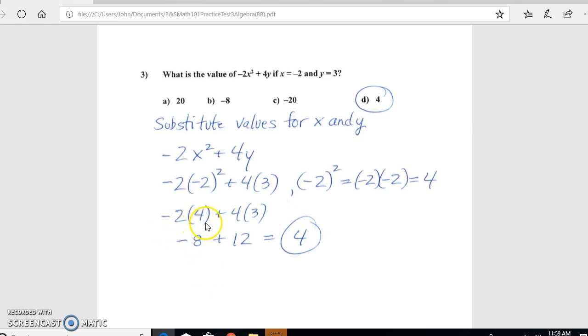And it's going to be minus 2 times 4 gives me minus 8. And then positive 4 times positive 3 is going to give me a positive 12. And then I have the negative 8 plus 12 is going to give me a positive 4. And that's my answer, letter D.